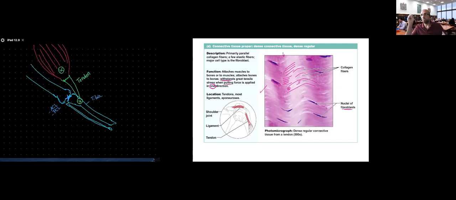So again, what is the type of connective tissue forming my tendons and ligaments? It's a dense regular connective tissue. And what's the function here? It withstands pulling force in how many directions? How many? One.